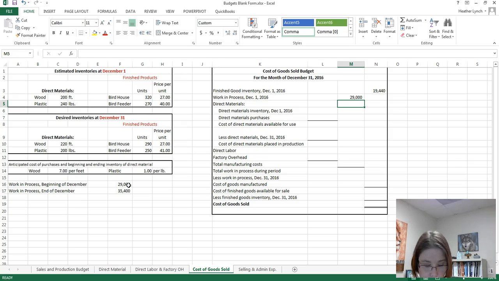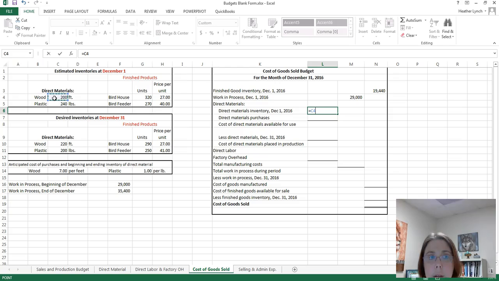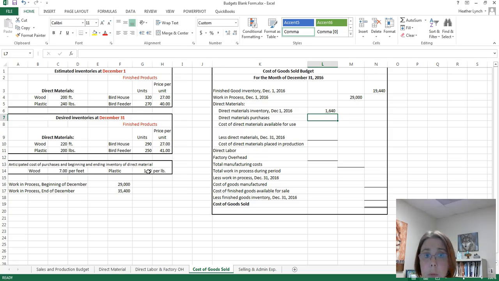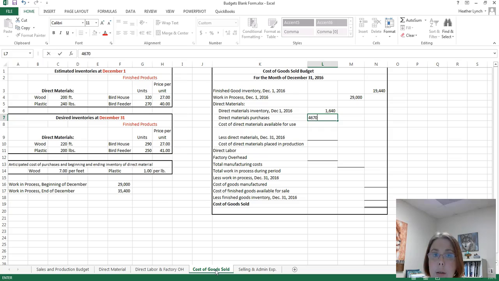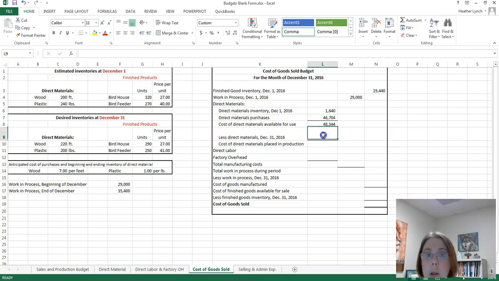So next we need to go to our direct material inventory, December 1st. So that is, we had estimated inventory. That is the 200 feet. Remember that $7 per feet plus the 240 times $1. Okay, that gives us $16.40. Direct material purchases. This comes from that total that we did in the direct material budget, that $46,704. That is where we place our direct material purchases. Add those two together, this gives us our cost of direct materials available for use.